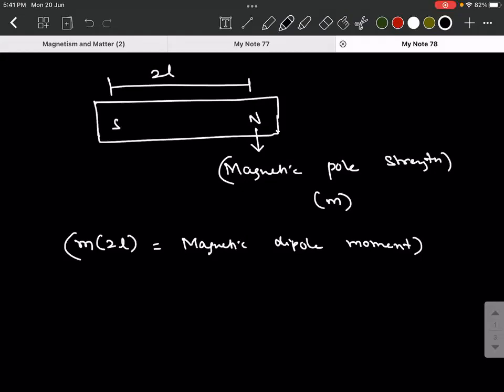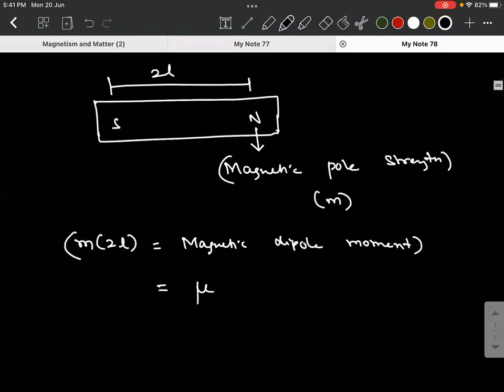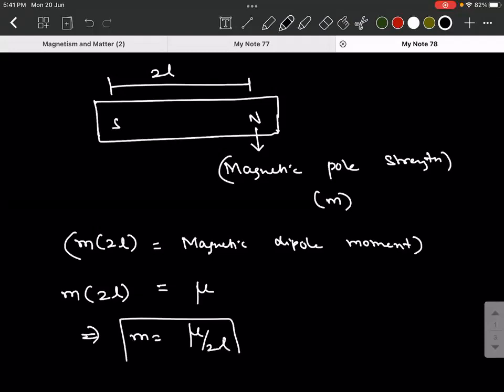So how can you define it? If I call the magnetic dipole moment mu, and this is small m into 2L, then I can write small m is equal to mu divided by 2L. So can I say magnetic pole strength is defined as the magnetic dipole moment per unit magnetic length?